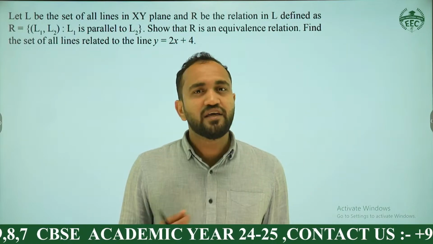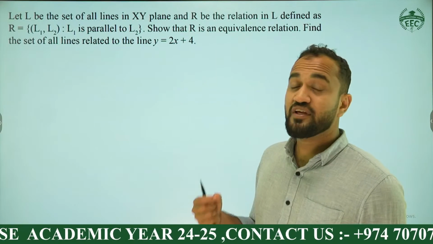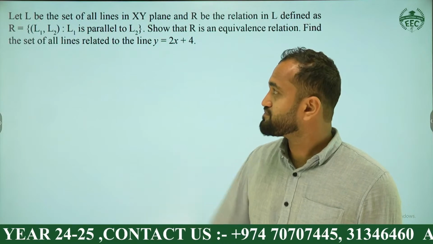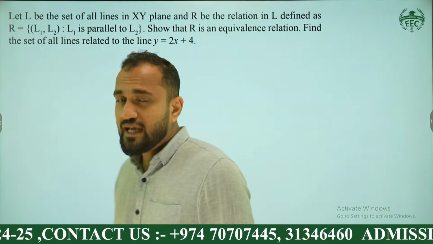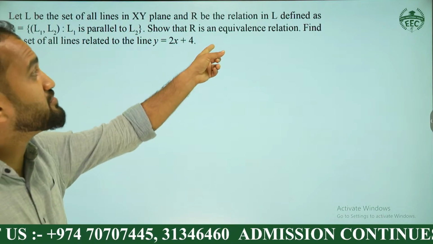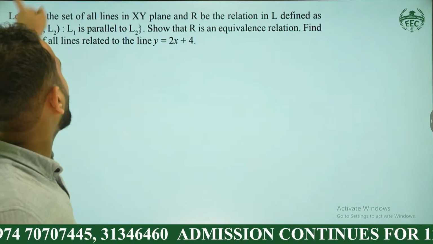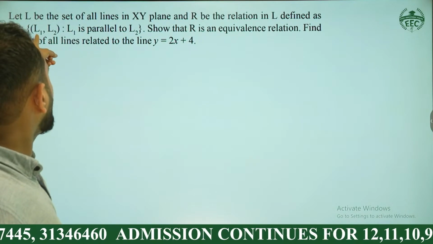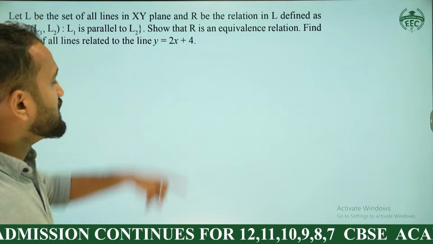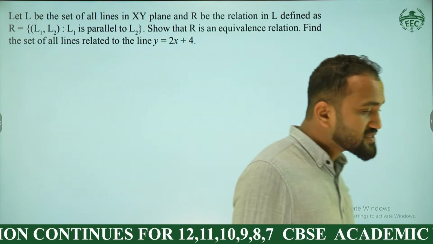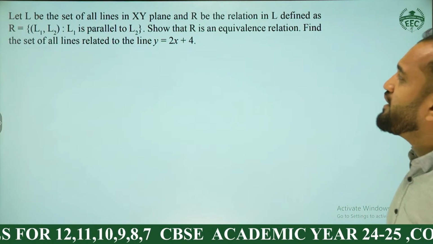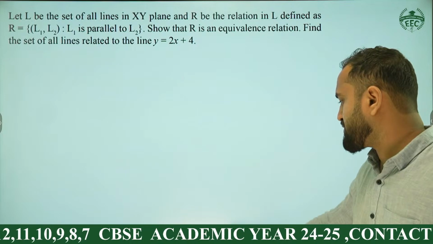Alright, so here let me start with the first question about equivalence relation, that is reflexive, symmetric and transitivity. Question number 1. Let L be the set of all lines in the xy plane and R be the relation defined on that set L, where two lines L1 and L2 are related to each other if L1 is parallel to L2. Show that the relation R is an equivalence relation. Find the set of all lines related to the line y equals 2x plus 4.